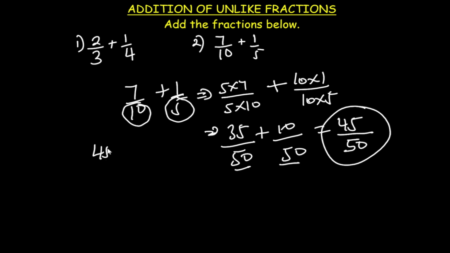Now 45 over 50. 5 times 9 is 45, and 5 times 10 will give you 50. So now we have the same 5 here and the 5 here. This 5 can cancel this 5, and now we have 9 over 10.